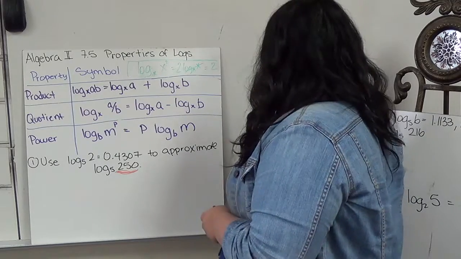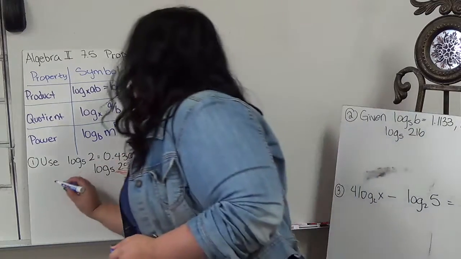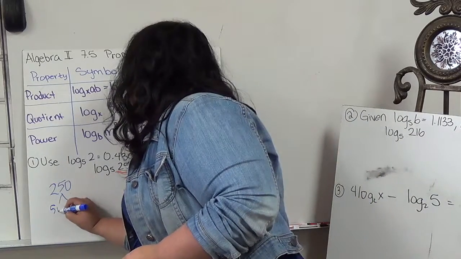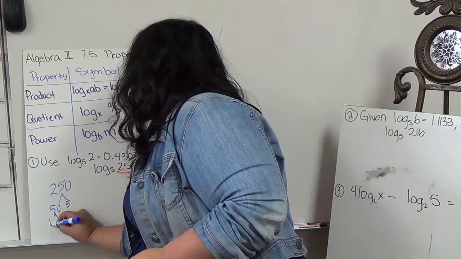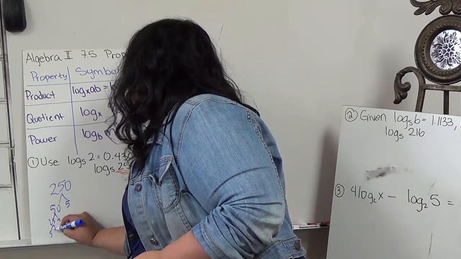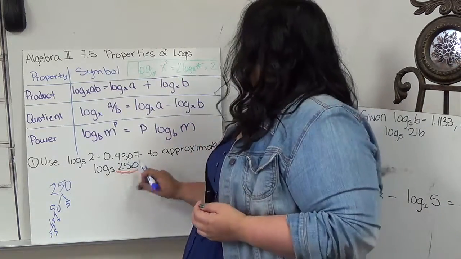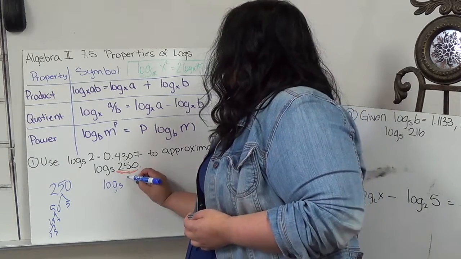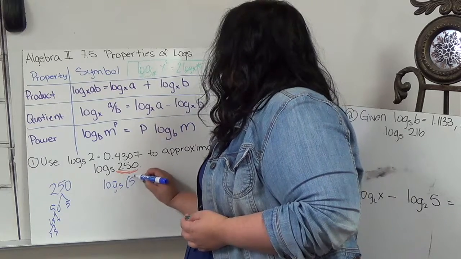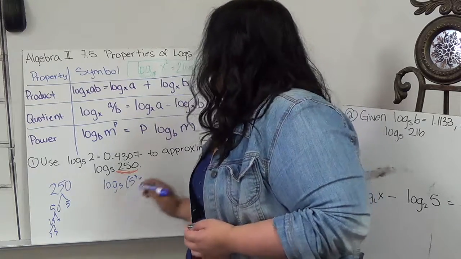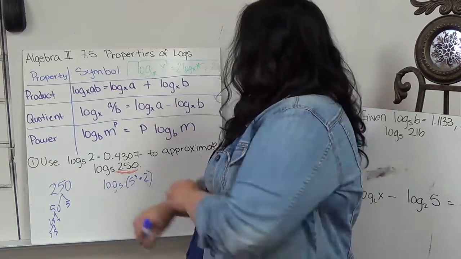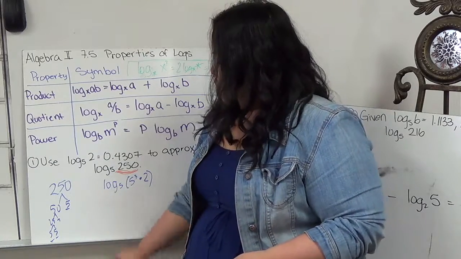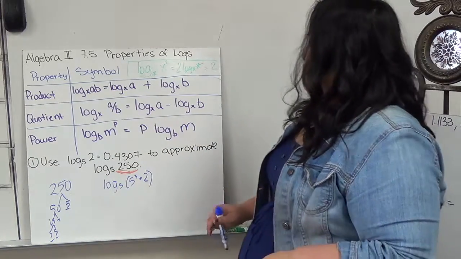So if I take 250 and I factor it, 250 is 50 times 5, 25 times 2, and 5 times 5. Now again, I'm not changing anything, I'm just going to rewrite 250. So look, log base 5 of 5 to the cube times 2. Right? I haven't changed anything, because 5 to the cube, 1, 2, 3 fives, would give me 125 times 2, which would give me 250. So the value is the same.